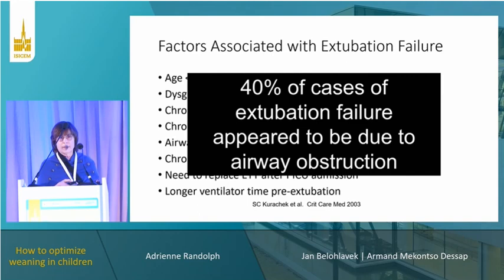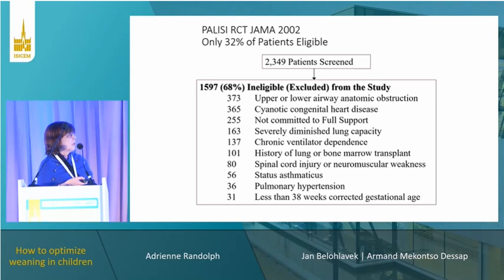But one thing to note, only about 32% of the screened patients in these trials of weaning and extubation actually end up in the study. So most of these patients are excluded, and we don't know much about weaning and extubation in those patient populations for multiple reasons. A lot of them have cyanotic congenital heart disease; they need to be in different studies because of the effect on their heart, and at baseline they're cyanotic, so a lot of these parameters can't be watched. And for those with upper airway obstruction, we have to do different things to evaluate the upper airway to see that it's resolved enough before you can extubate them.